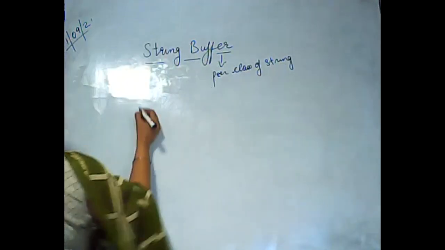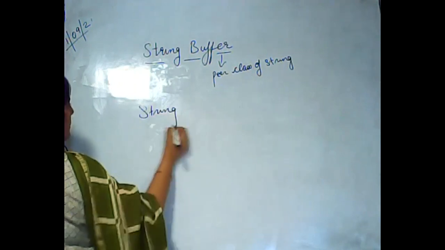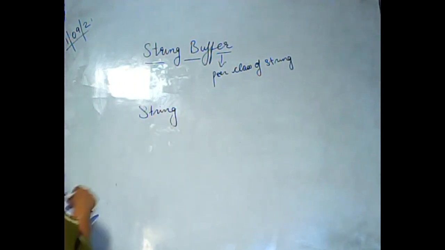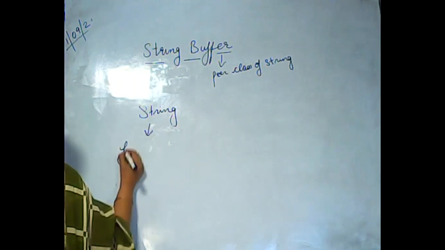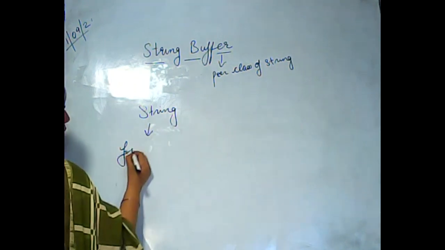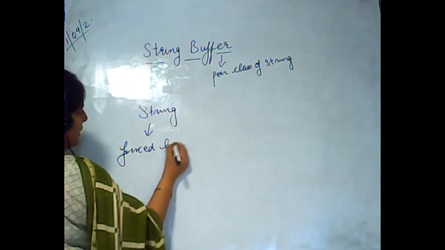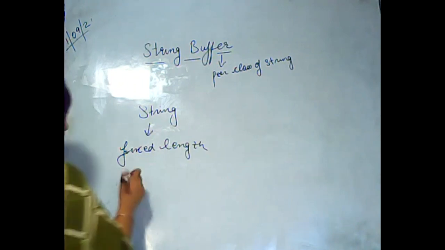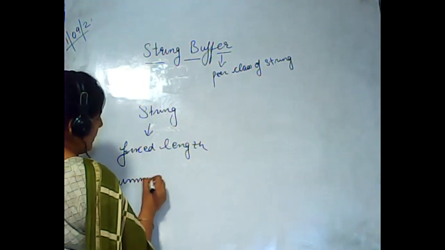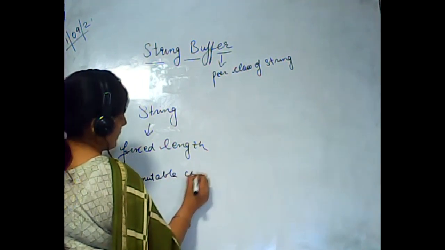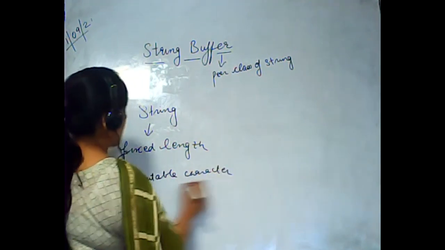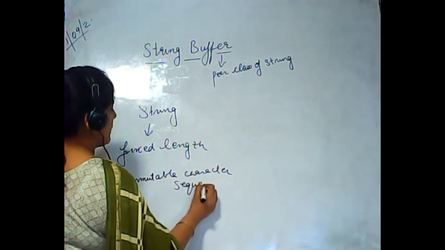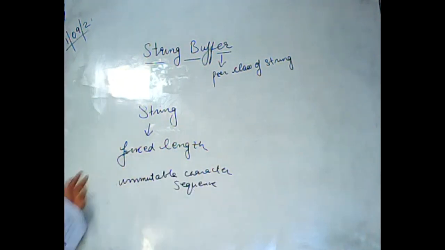So in the case of a string, how can we define it? If we talk about a single string only, we represent that particular string as a fixed length, and also it is an immutable character sequence. So this is how we represent a particular string here: of fixed length and an immutable character sequence.